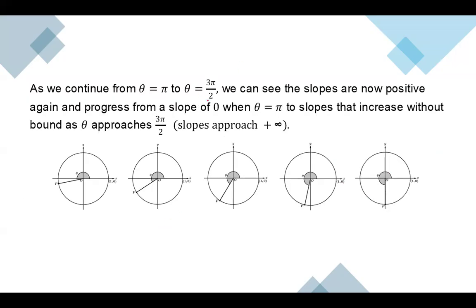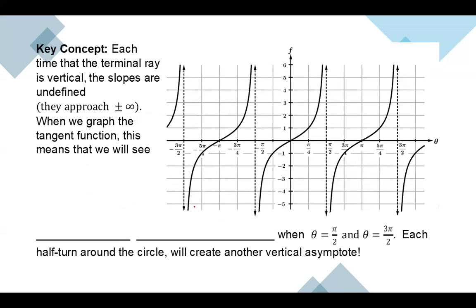So our next one would be at 3 pi over 2. Keeps going. We're approaching, now we're in our negative zone. Positive zone still. Hit it. And then this is where we end up at.